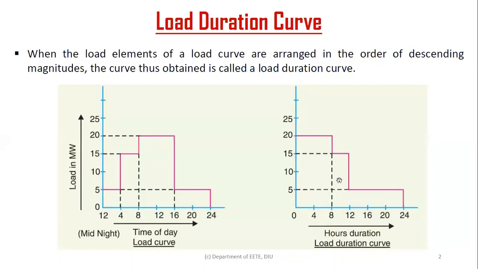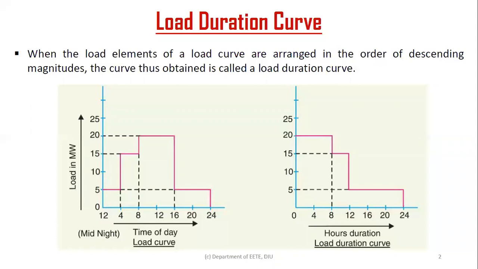So the next peak is 5 megawatt. You see that this is 5 megawatt, this is also 5 megawatt. So how many hours of 5 megawatt? From 12 to 4, it is 4 hours. Then 16 to 24, it is 8 hours. So total 4 plus 8, 12 hours. So from 12 to 24, this 12 hours is 5 megawatt in the load duration curve. That's how we convert the load curve into the load duration curve.